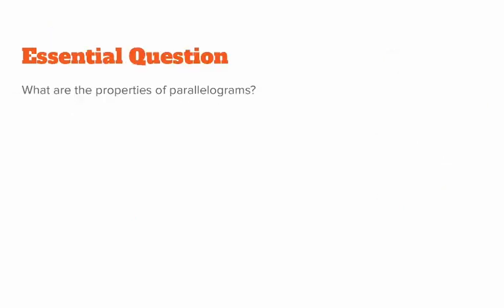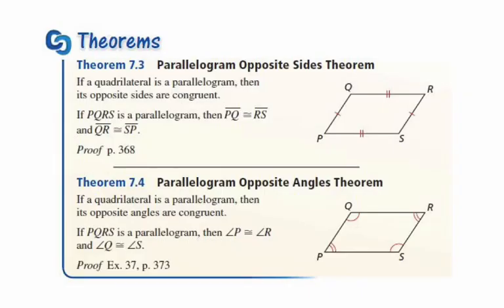Like I mentioned before, we're going to talk about the special properties of parallelograms. So first we've got a couple theorems. If your shape is a parallelogram, then the opposite sides are congruent. So the parallel sides are congruent to one another. Also, if it is a parallelogram, then the opposite angles are congruent. So if angle Q is 100 degrees, angle S would also be 100 degrees.